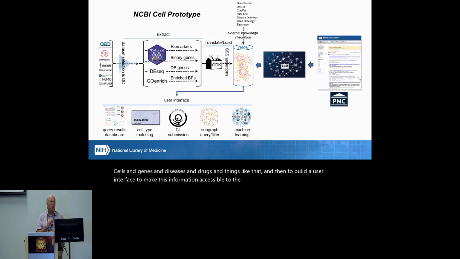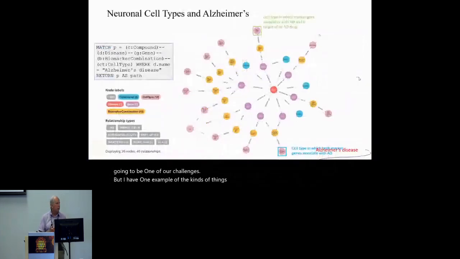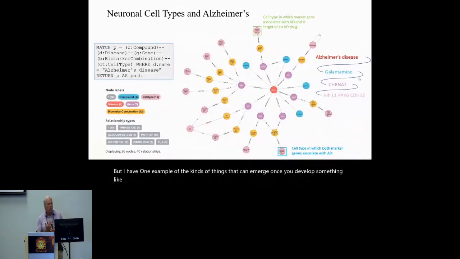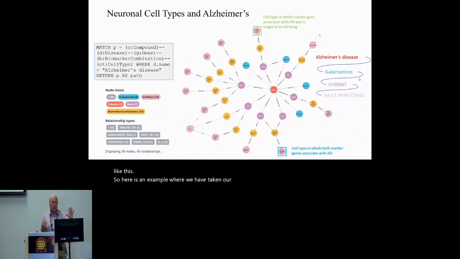This is going to be another one of our challenges, because the vast majority of our research community is not going to be comfortable processing information in a graph database. They're going to need some kind of user interface that allows them to access this information. But I have one example of the kinds of things that can emerge once you develop something like this. Here is an example where we have taken our cell types from the middle temporal gyrus.